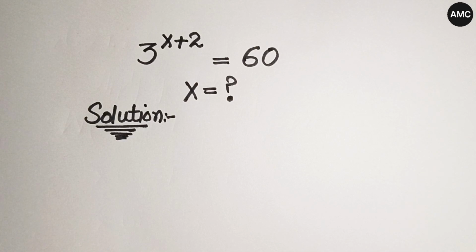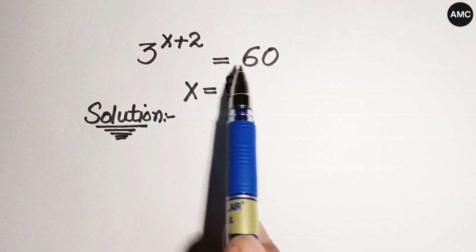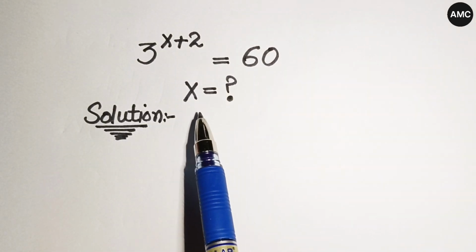Today we have a nice Olympiad problem: 3 to the power x plus 2 is equal to 60. We have to find the value of x.